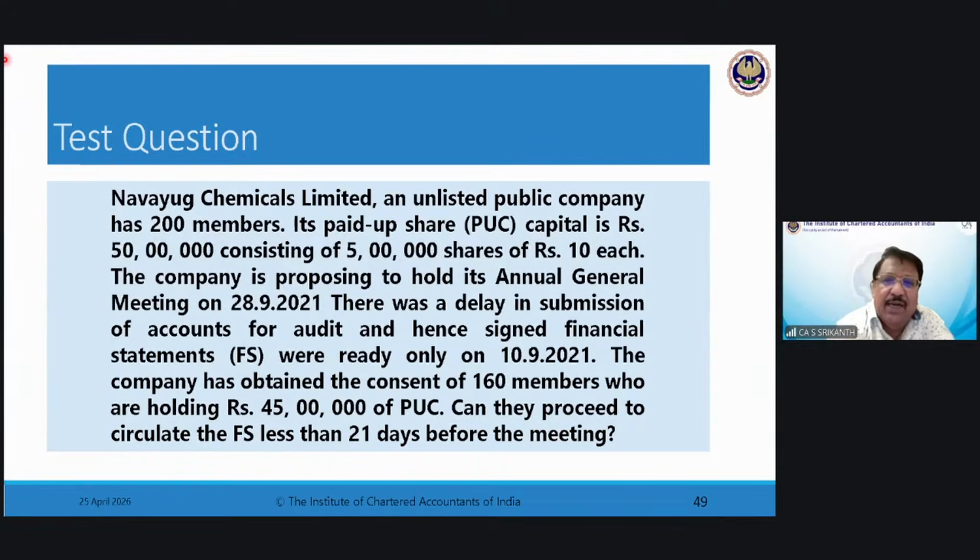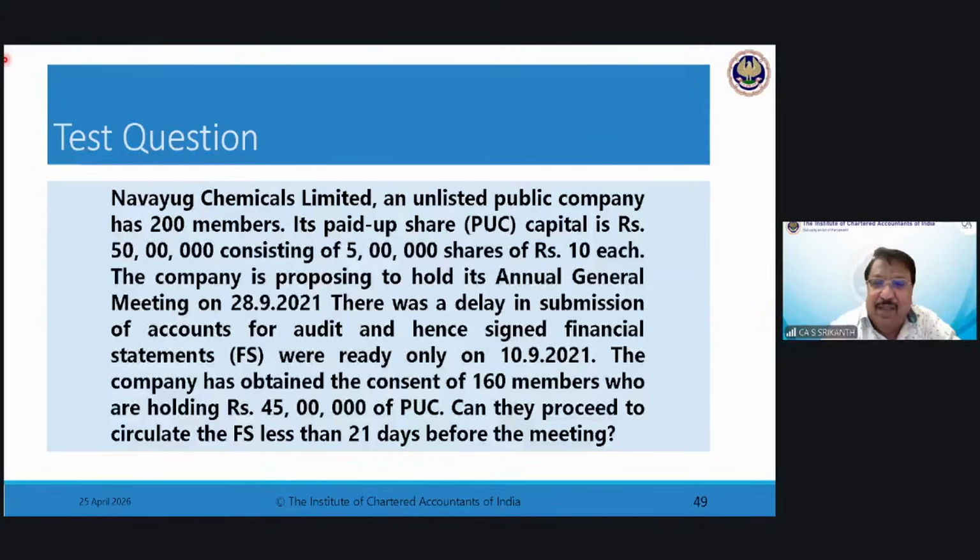Navayug Chemicals Limited, an unlisted public company, not the same, some similar changes, but the basic concept would be the same. Navayug Chemicals Limited, an unlisted public company, has 200 members. Its paid up share capital is rupees 50 lakhs, consisting of 5 lakh shares of rupees 10 each. The company is proposing to hold its AGM on 28/9/2021.